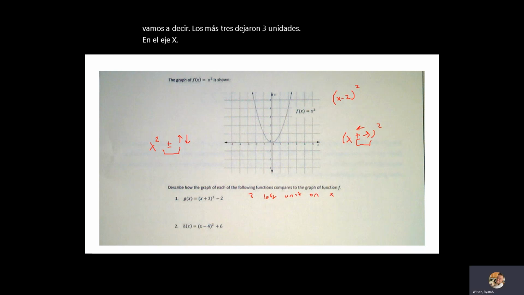Thank you for playing along, x-axis. And then down 2 units on y-axis. And after you write that out, somebody try to attempt to do this second problem here.